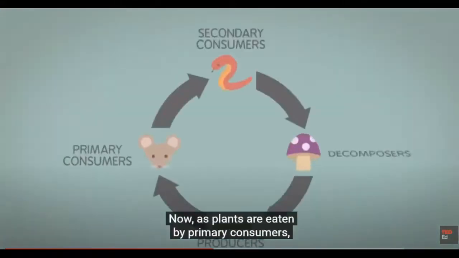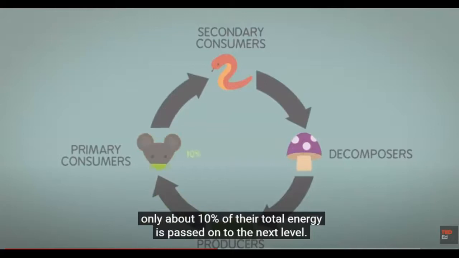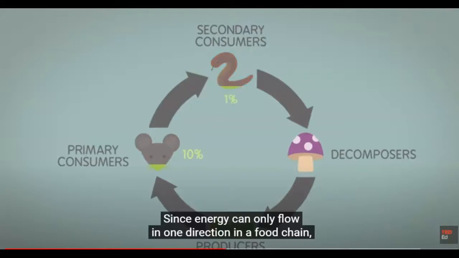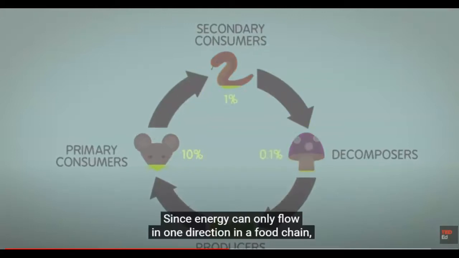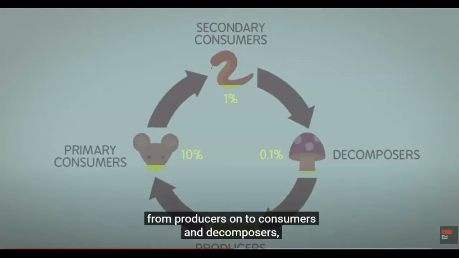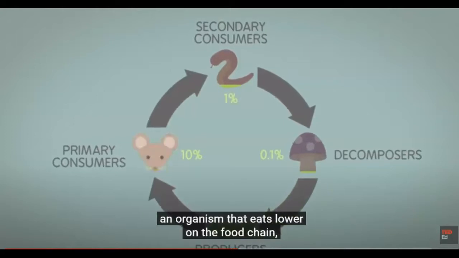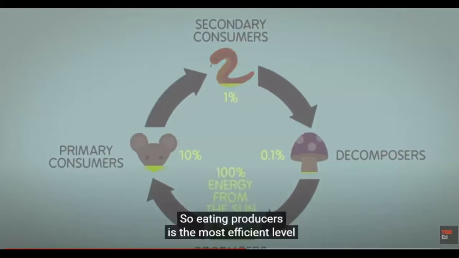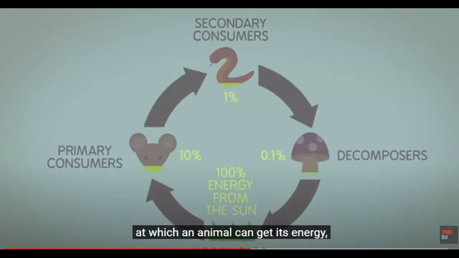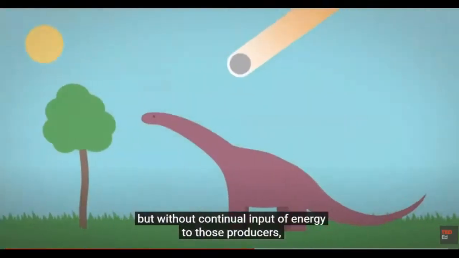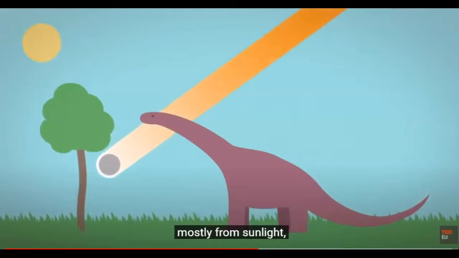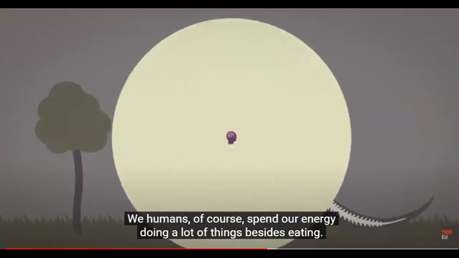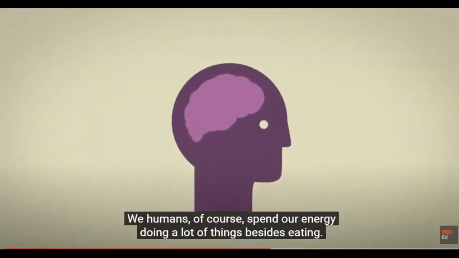Now, as plants are eaten by primary consumers, only about 10% of their total energy is passed on to the next level. Since energy can only flow in one direction in a food chain, from producers onto consumers and decomposers, an organism that eats lower on the food chain is more efficient than one higher up. So eating producers is the most efficient level at which an animal can get its energy. But without continual input of energy to those producers, mostly from sunlight, life on Earth as we know it would cease to exist.